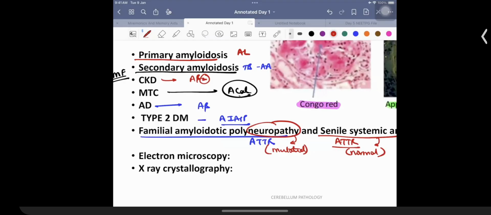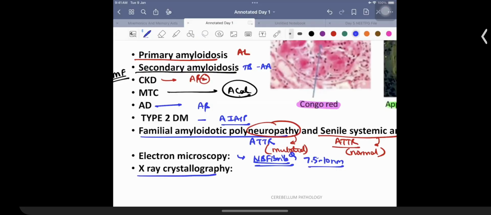What's the finding that you're going to be getting on the electron microscopy? In case of electron microscopy, you're going to be having the presence of non-branching fibrils. They are having a diameter of 7.5 to 10 nanometers, and they're going to be having an indefinite length. That's a point to be remembered.